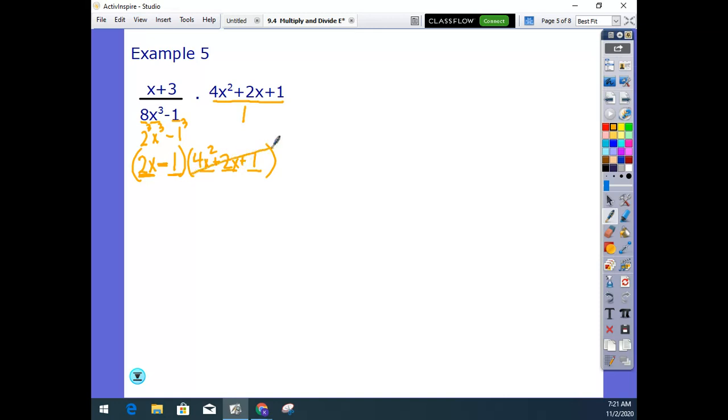So if you notice, this completely matches this one. We're left with x plus 3 on the top, 2x minus 1 on the bottom. Nothing in common, no common factors.